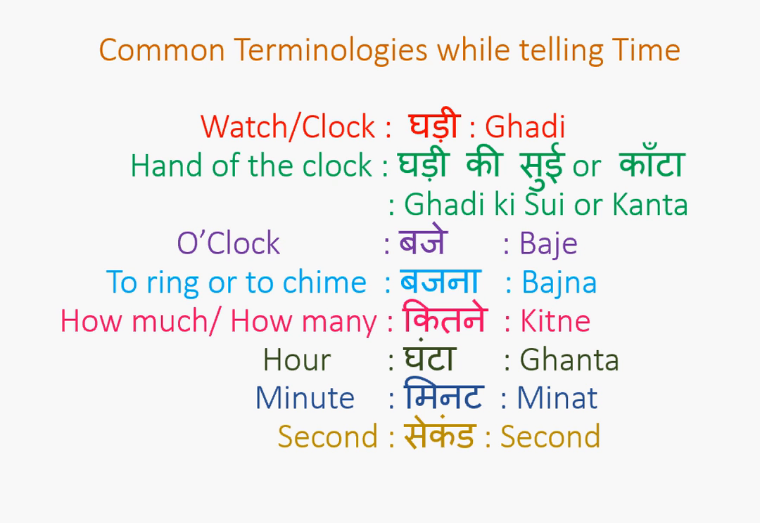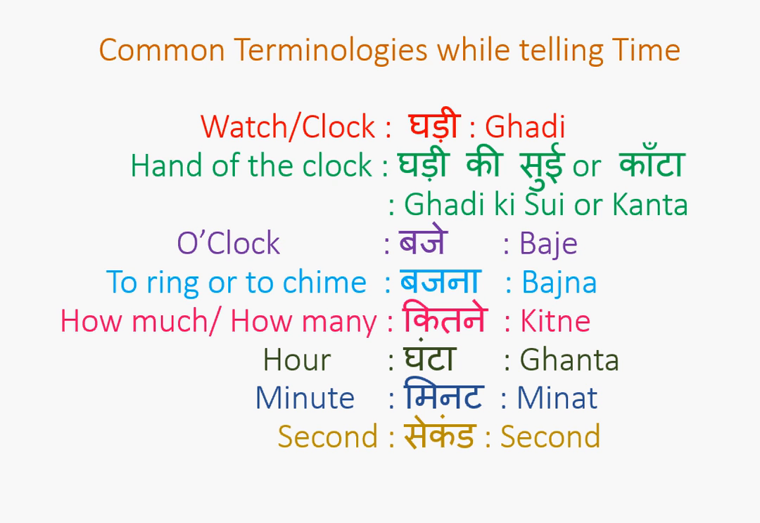Then the word baje comes from the word bajna. Root word bajna means to ring or to chime. Then kitne is how much, how many. Kitne baje hain? What time is it? Then hour, minute and second. An hour is ghanta. Hours are ghante. Minute is minute. Second is second.